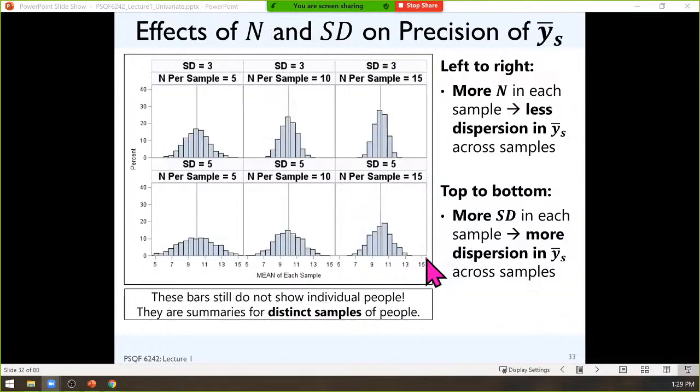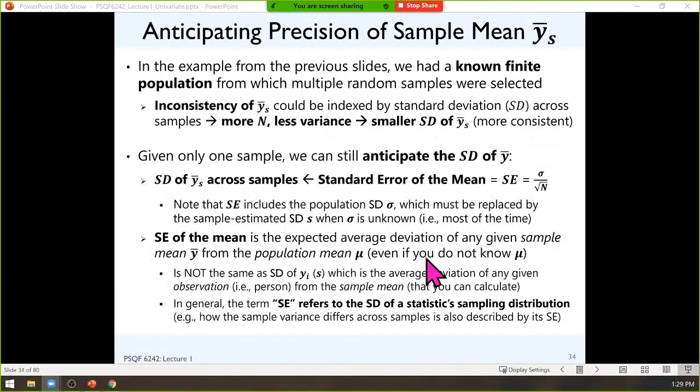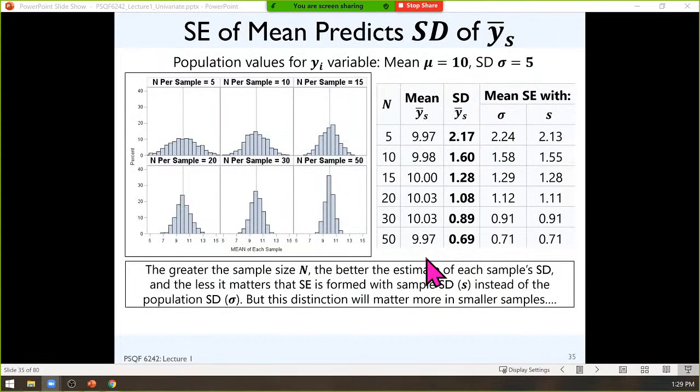So where was I? Standard error versus standard deviation. So standard error of the mean is something we can compute with one sample. How far off any one sample's mean is from the population mean gives us a sense of how much faith or how much confidence to have in our estimate for that one sample.